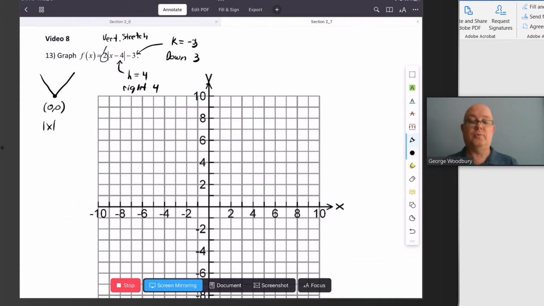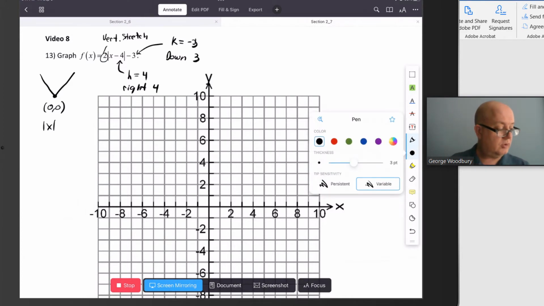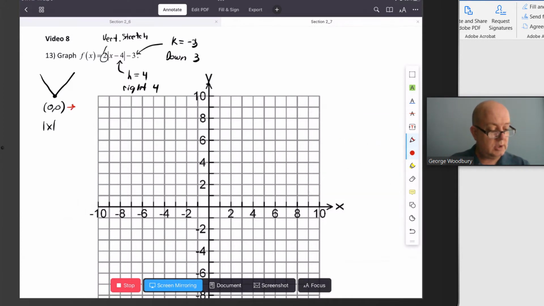I'm going to move the point 0, 0 to a point at h, k. And in this example, h, k is 4, negative 3. So over 4, down 3. I'm going to put a point right there. That is the bottom of my V. Now I know that the graph is still opening upward because there were no reflections about any axis.